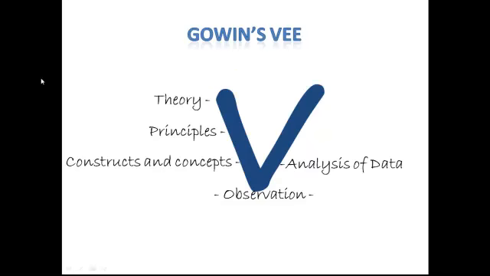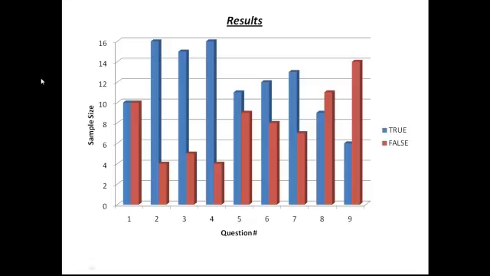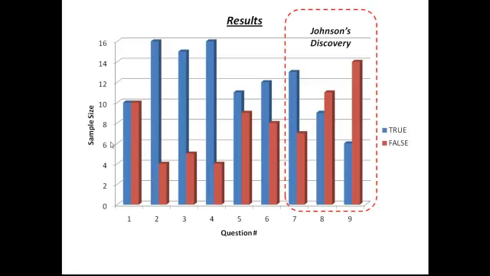Now let's analyze the results of the study. There were 20 students in our sample, and for each question we analyzed whether the answer was correct or incorrect, partially correct or totally wrong. The blue color represents the true answer and the red color represents the wrong answer.